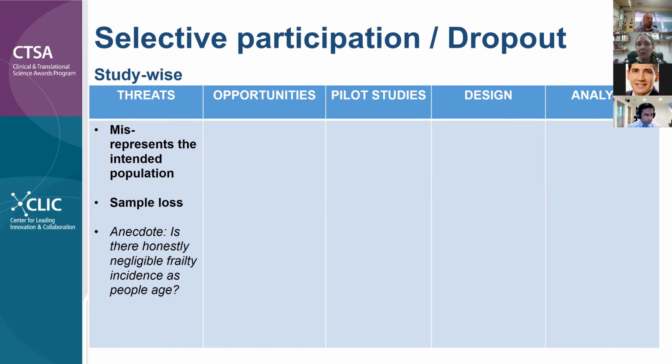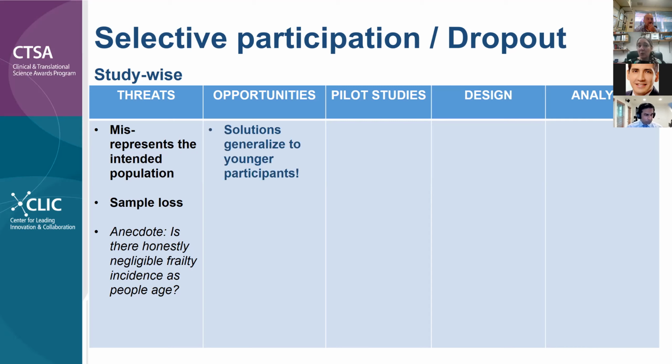One anecdote I always think of along these lines: we've been doing multiple cohort studies for decades here out of the Center on Aging and Health. And one thing that we have tended to see is that the incidence of frailty is not always nearly as large as we would expect it to be as people age through these studies. And so is there honestly negligible frailty incidence as people age? No, it's probably that people are dropping out as they become frail.